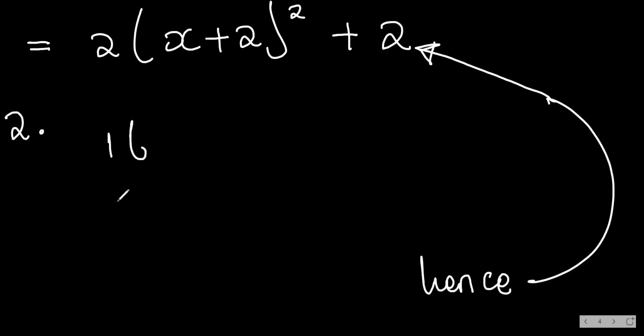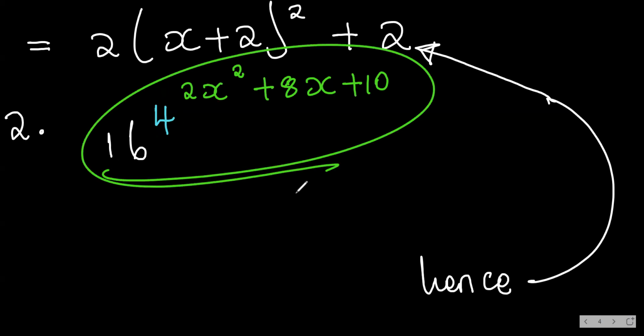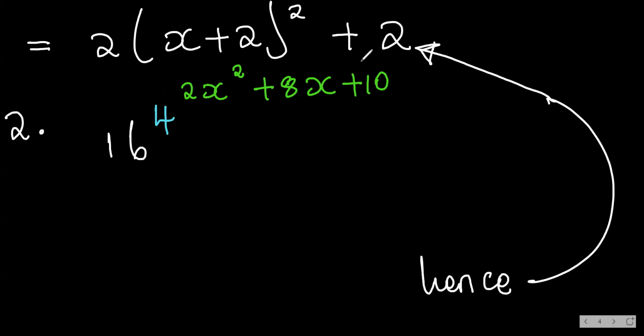Maybe I should write it a little lower. What is the minimum value of 16? The 16 which is raised to the power 4. The 4 is further raised to the 2x squared plus 8x plus 10. Yes, it's 16 to the power 4 to the power that. That is what I'm saying to you. In a case like this one, you need to begin from the inside and work your way outside.